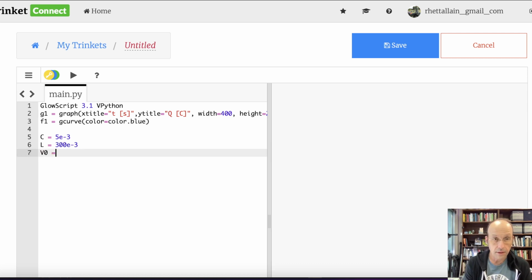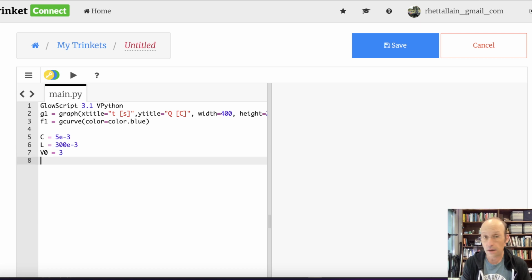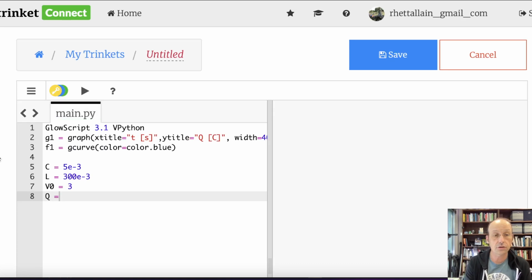V0 is 3. So I can calculate Q0. I do need that. And I'm just going to call it Q, because this is a value that's going to change. So Q is going to be equal to C times V0. That's my initial charge.